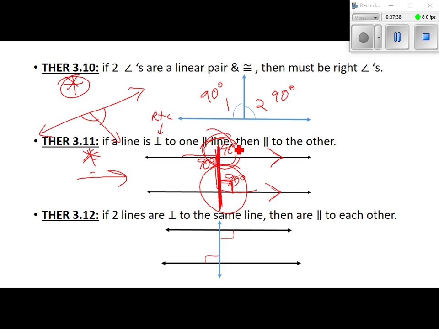The last one. If I have my two lines, and I tell you my fist makes a right angle with the top line, my elbow makes a right angle with the bottom line, then guess what has to be true about these two lines? They have to be parallel to each other. So it's just sort of the converse of this one. Not really the converse, but sort of just switches it around.